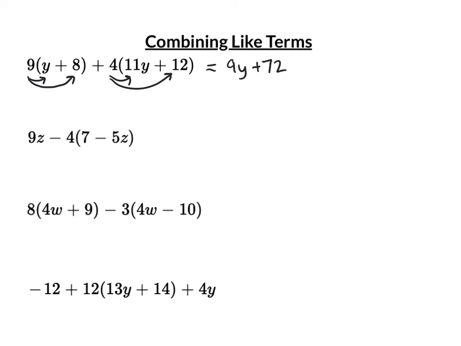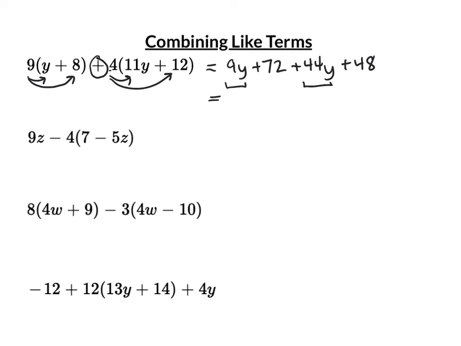Now, watch out for this sign. If it's a minus, we treat that 4 as a negative 4, but it's a positive 4, so we're good. Positive 4 times 11y is positive 44y. And positive 4 times positive 12 is positive 48. Now, I'll add these together. I'll combine my like terms.